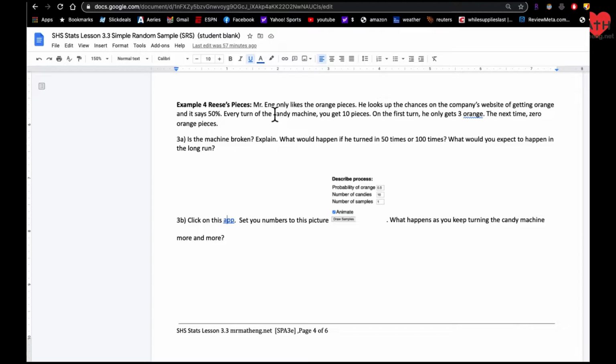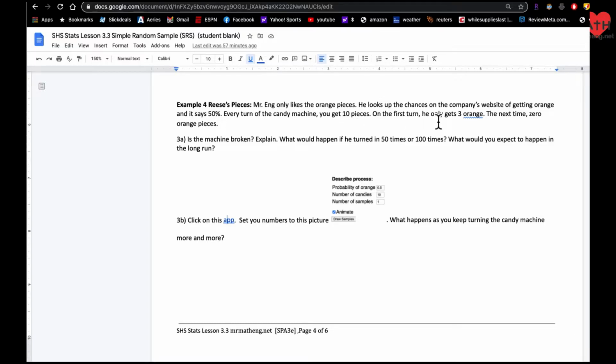Every turn of the candy machine, you get 10 pieces. So you put a quarter in, you turn the machine, and you get 10 pieces of candy. What's 50%? It's half, so what's half of 10? We expect to get 5 orange Reese's Pieces every time we turn it. Out of 10, I expect 5 of them.